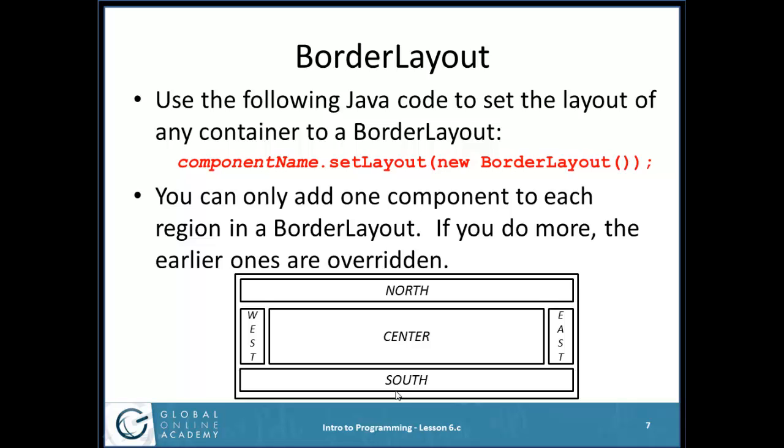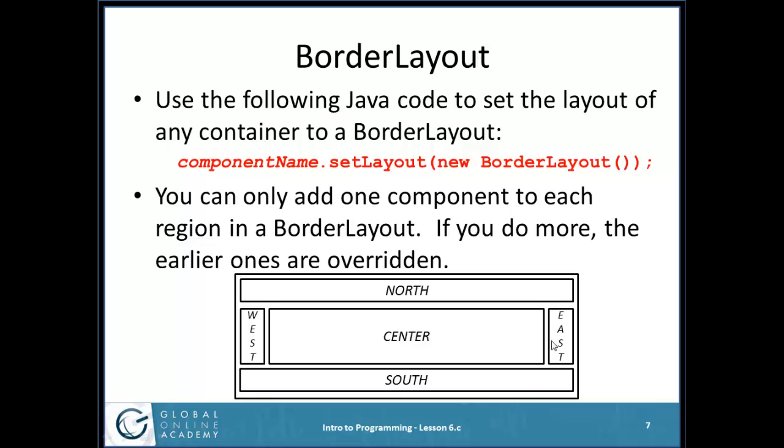You could have a border layout. You'd use the following code to set the layout of any container to a border layout. Component name .setLayout, passing it one parameter, which would be a new BorderLayout. You can only add one component to each region in a border layout. If you do more, the earlier ones are overridden. So you can put one thing in the north, one thing in the west, one thing in the center, one thing in the east, one thing in the south.